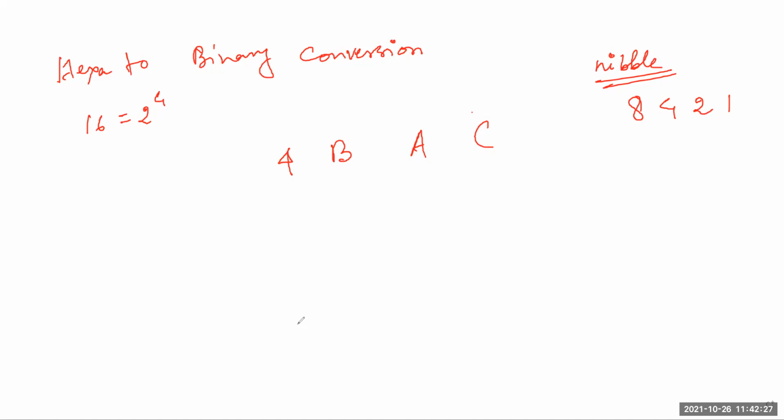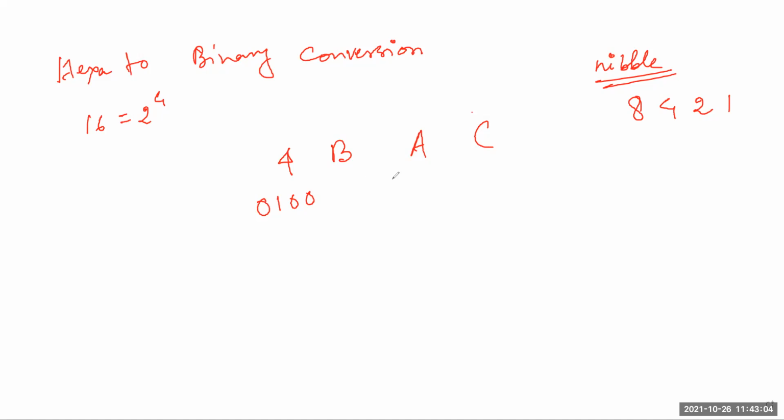Maybe it was the network. 4 in hexadecimal equals what in binary? 0100. Yes. So it is 0100. B means 11. A means 10. B means 11. What is 11 in binary, if we consider 4 bits?